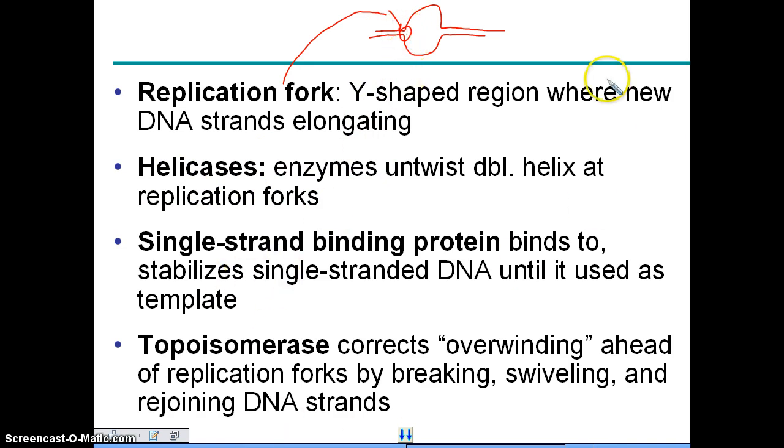Single-stranded binding proteins, again, attach to the parental strands and keep them separated from one another so they don't reform bonds. And topoisomerases, again, cut and swivel this DNA so that it can relieve some of the tension that's placed on the molecule as it opens up and unzips.